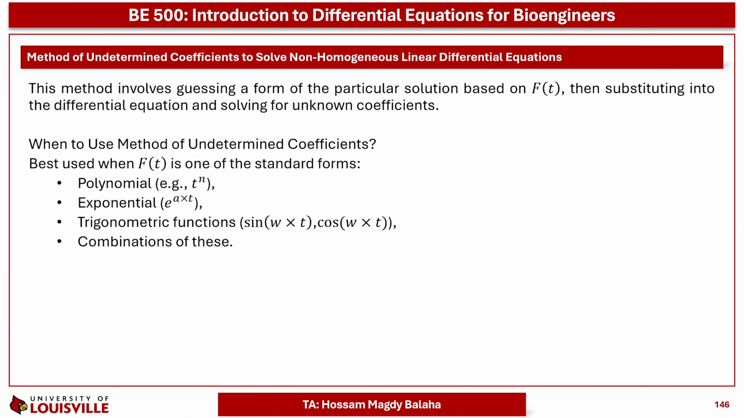So let's begin. Let's start with the method of undetermined coefficients. This method, as mentioned, involves guessing a form of a particular solution based on the given f of t. Then you can use that guess and substitute in the differential equation to find the unknown coefficients. Again, you can use this method when f of t is one of the standard forms: polynomial, such as t raised to the power of n, exponential, such as exponential of a multiplied by t, trigonometric functions such as sine and cosine, or a combination of them.